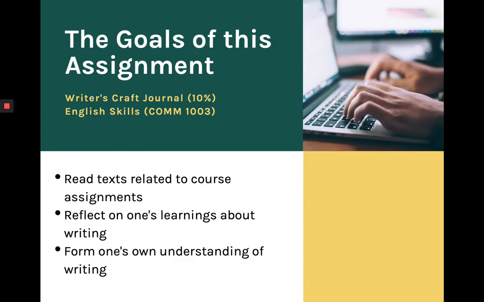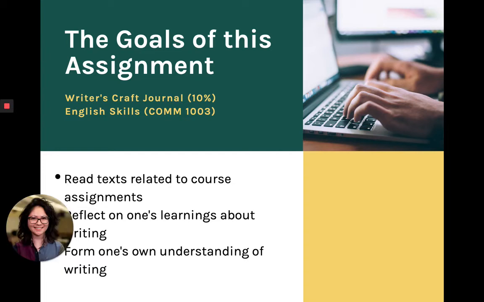The Writer's Craft Journal, therefore, is designed to give you the room and the time and the space to think about what you need to do to write different types of texts. Whether that's a research-based persuasive letter advocating for social change, or a first-person essay that people can relate to or that stirs them. So, in summary, this assignment was designed to create an opportunity for you to read texts that were related to course assignments, for you to reflect on your own learning about writing, and for you to start forming your own understanding of writing.